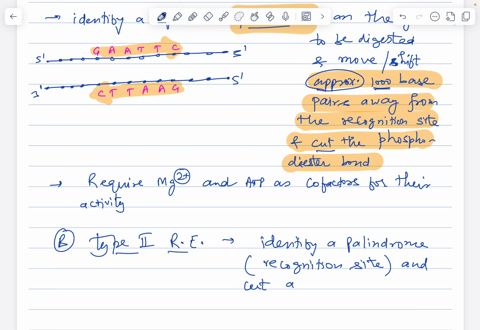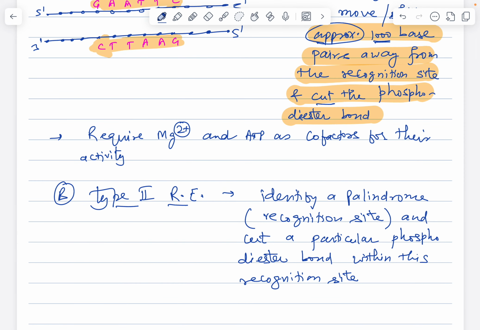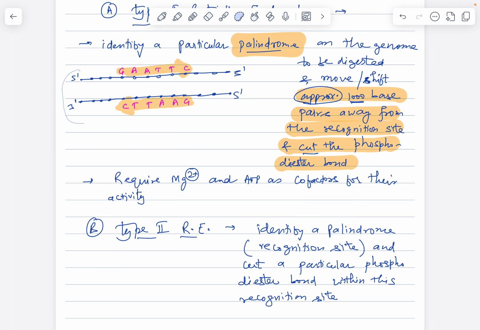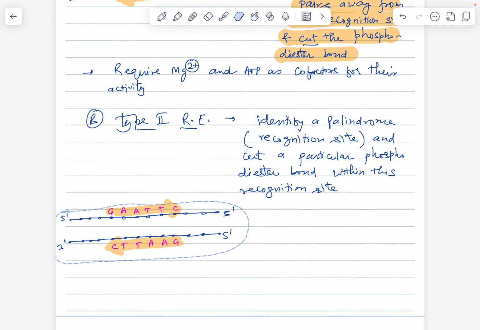And an important point, they cut a particular phosphodiester bond within this recognition site. So what is important about them is they are going to identify a particular palindrome, and once they have identified a palindrome, they are going to cut the phosphodiester bond within that palindrome.